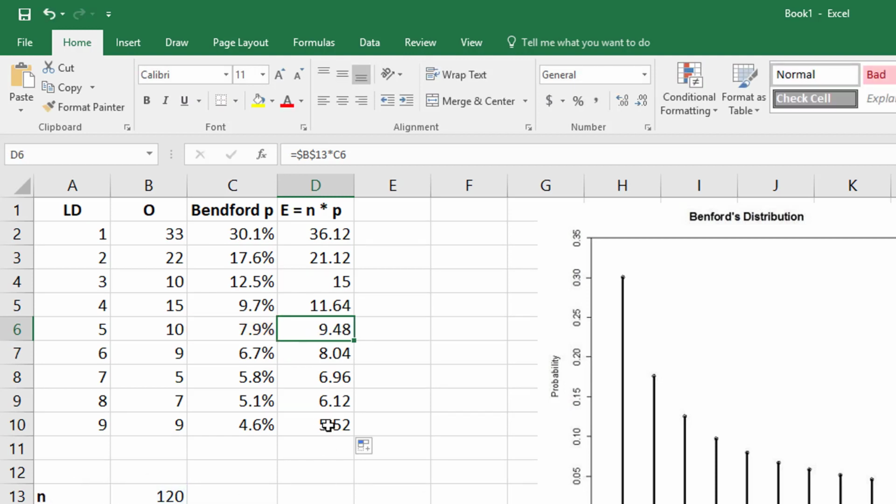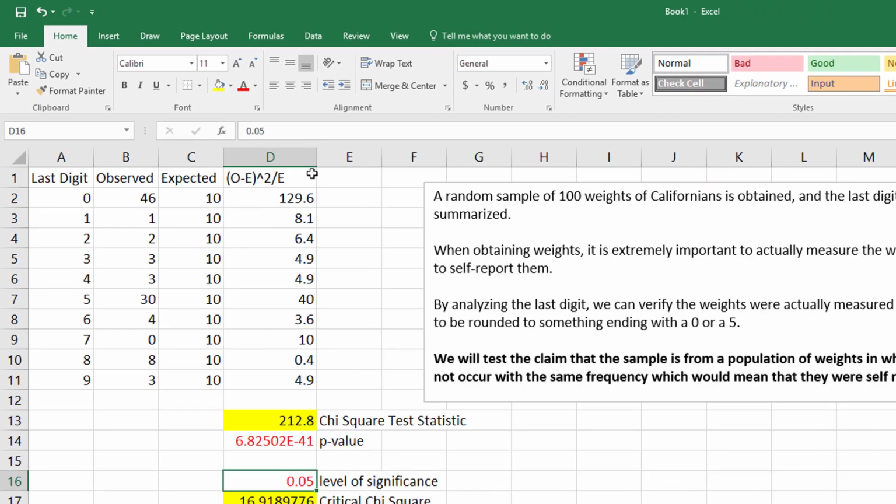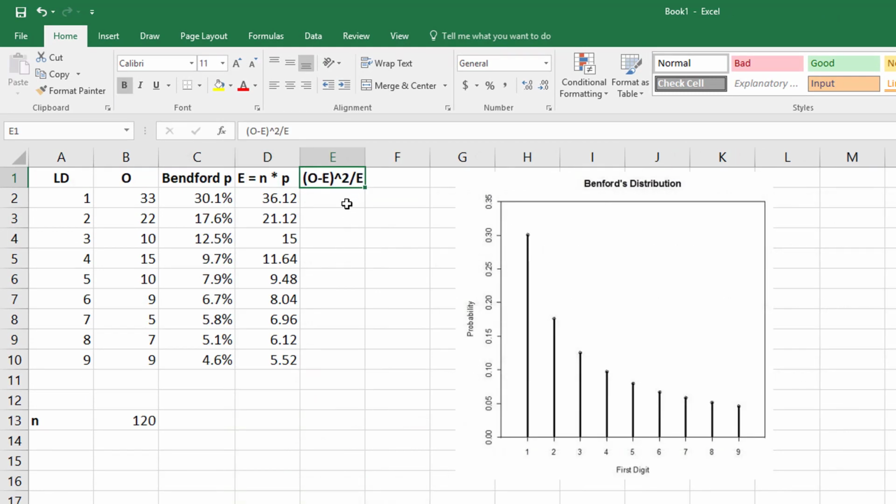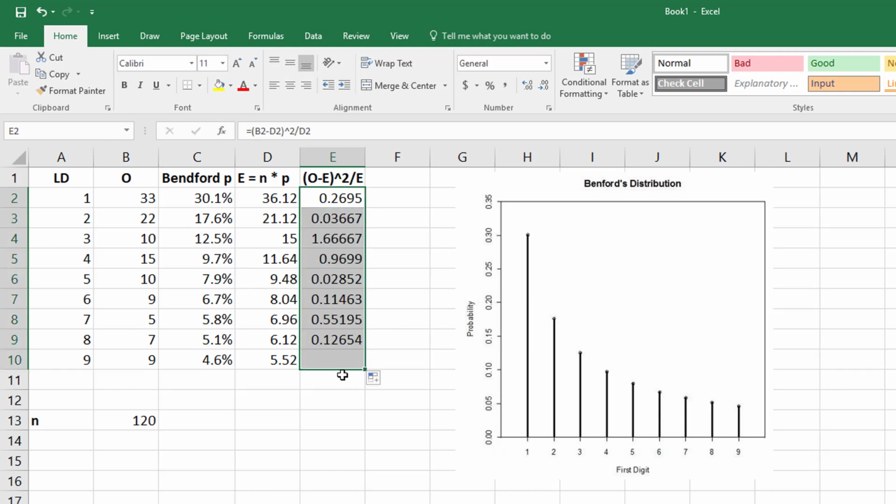You can see if you double click on one of these, it's absolute referencing my value of n. All right, just as we did in the first video, the goodness of fit, and in fact I can just be lazy and copy it right here, we used this formula that said take our observed minus our expected, square it, and then divide by our expected. So our observed minus this expected, close parentheses, square, divided by my expected. The same thing we did on the last one. I take this and copy it straight down.